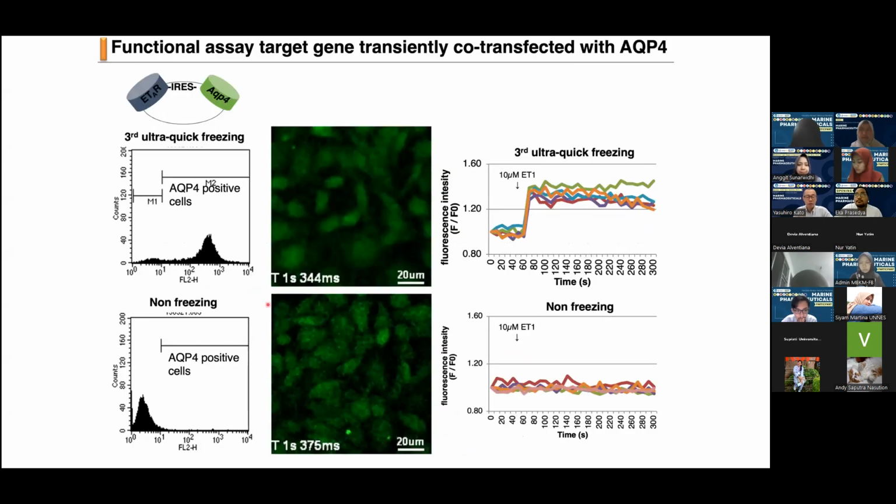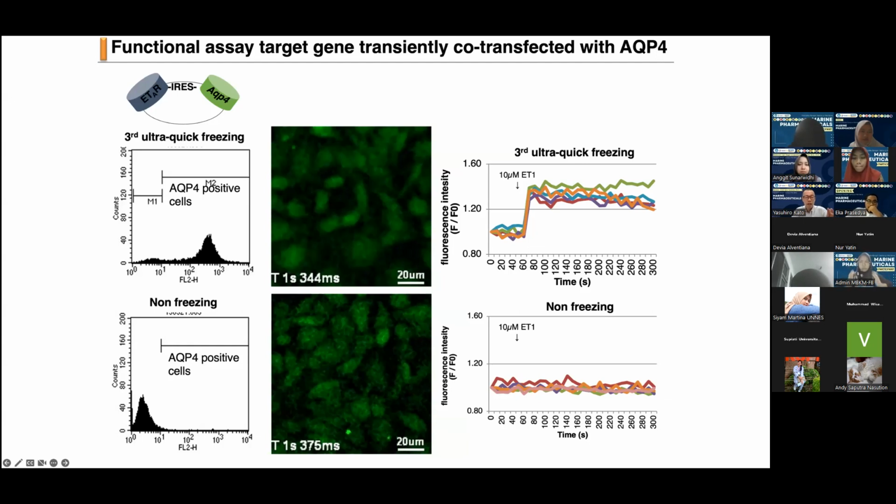Here, the AQP4 expression cell also functions. The left one shows the flow cytometry analysis, quantifying the population of AQP4 positive cells. Here, this side is the AQP4 positive cells, and here we cannot find the non-AQP4 positive cells.